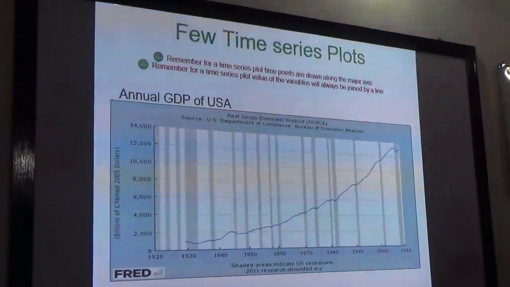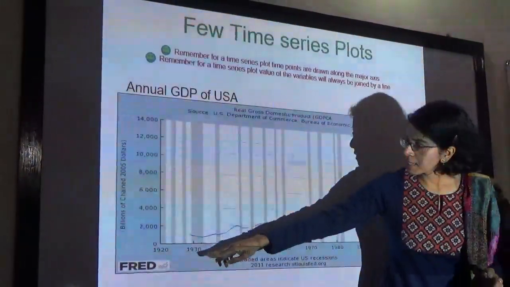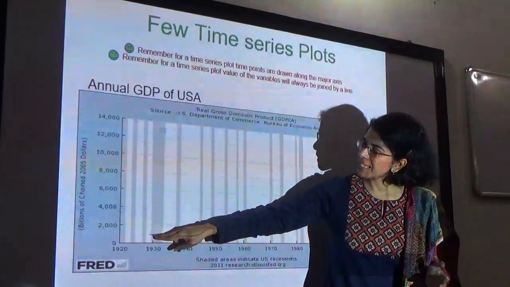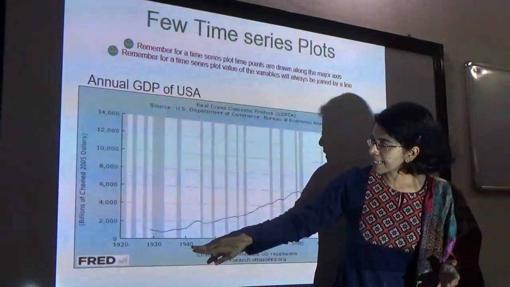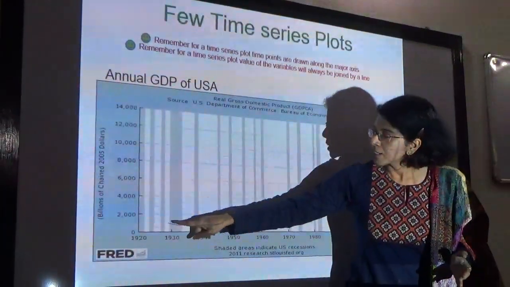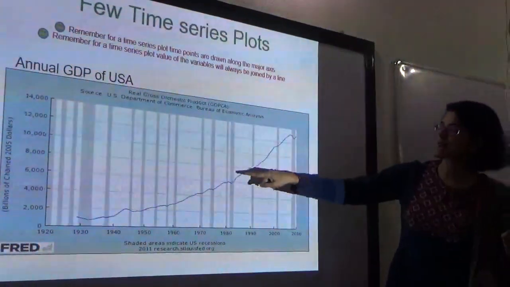And the second thing is, this is the annual GDP of USA. Suppose I'm talking about the year 1930 and the GDP is there, and in 1940 the GDP runs somewhere here. So you will have to join the points. This is a time series graph.